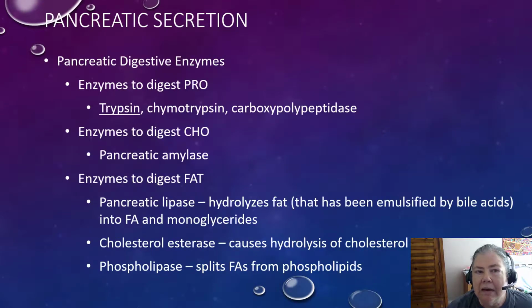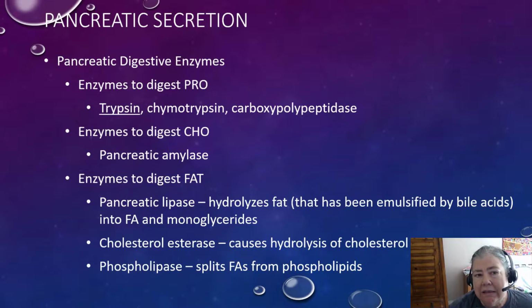So in pancreatic juice, if you want to call it that, there are a number of digestive enzymes. There are enzymes to digest protein. The primary one is trypsin, but there is also chymotrypsin and carboxypolypeptidase. There are enzymes to digest carbohydrate, and that's pancreatic amylase. So you remember that a small part of digestion, or a minority of the digestion of carbohydrates, occurs from the salivary amylase being processed at low pH in the stomach as the food is mixed and turned into chyme.